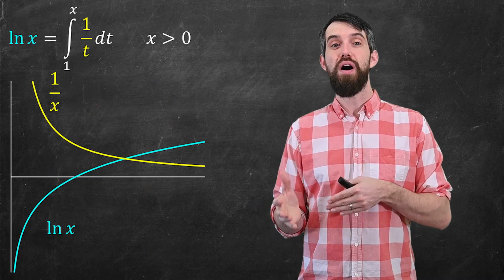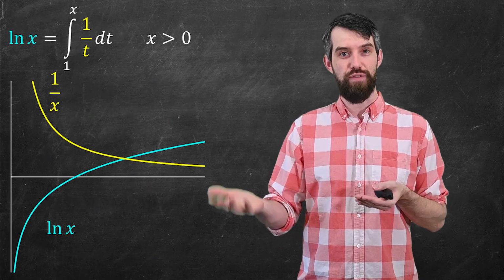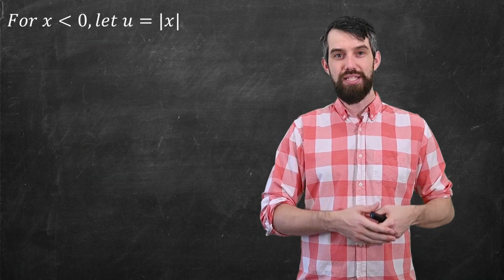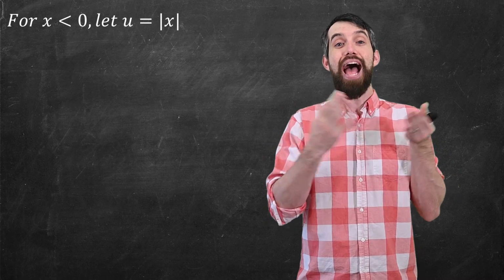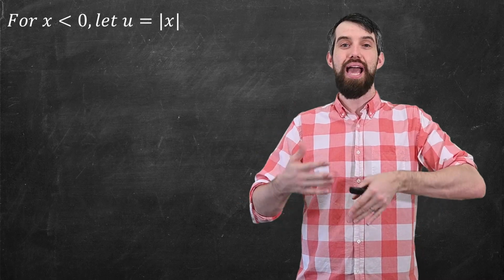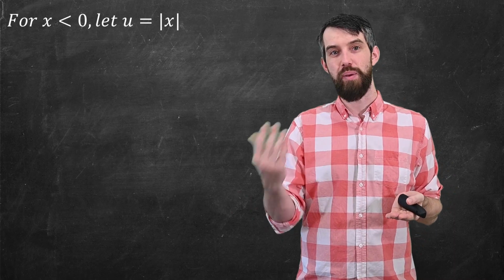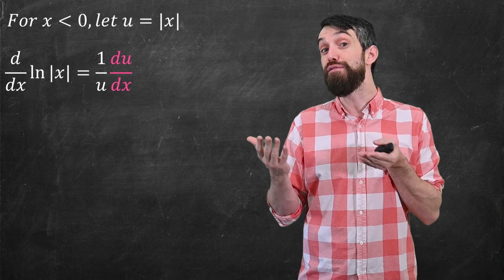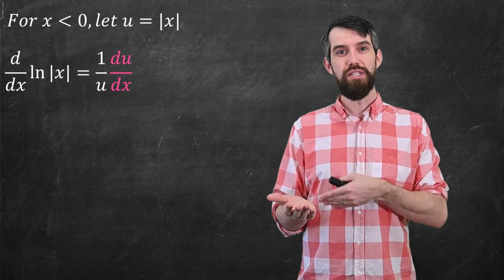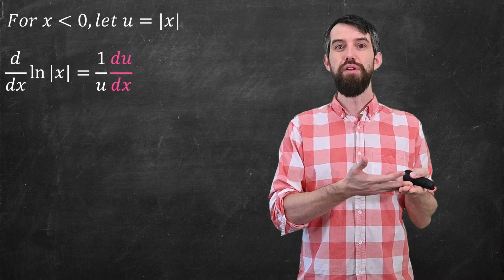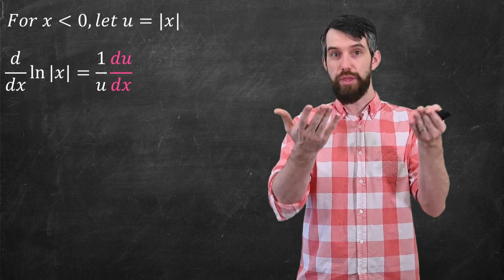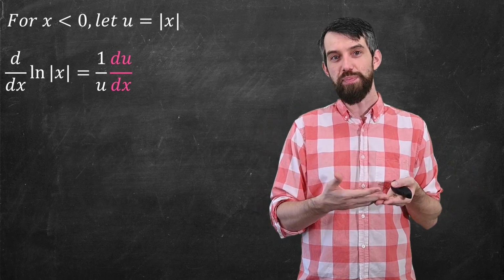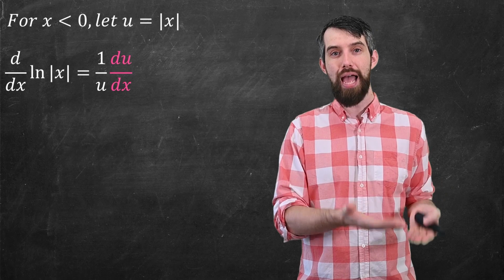Now, so far, we've only defined the logarithm function for positive values of x. So what should we do when you have negative values of x? I'm going to begin by suggesting a substitution, which is u is absolute value of x. Now my x can be positive or negative, and my u is going to be positive. Then if I want to consider, for example, the derivative of logarithm of absolute value of x, well, this is just a chain rule. It's the derivative of logarithm of u, which is 1 over u. But by the chain rule, you multiply that by the derivative of u with respect to x.